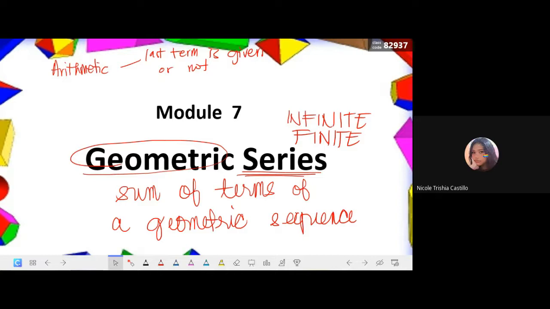Yes po. It has no end. It has no last term. It's infinite. And usually, diba, we use the word infinity, that means it has no end. It is forever. Tuloy-tuloy. Okay? While finite, it has an end, it has a last term.